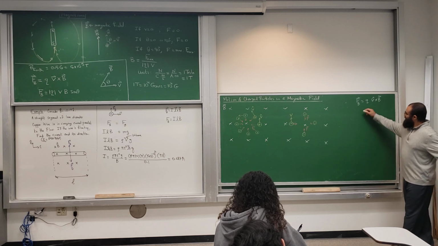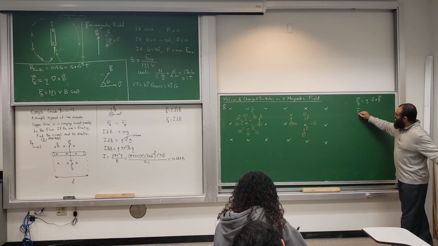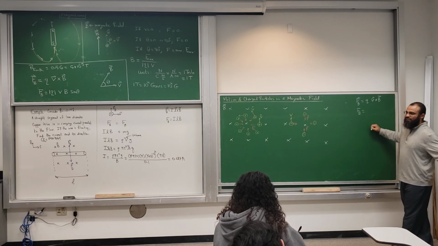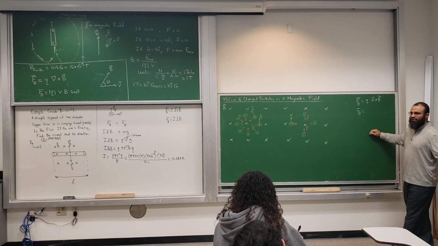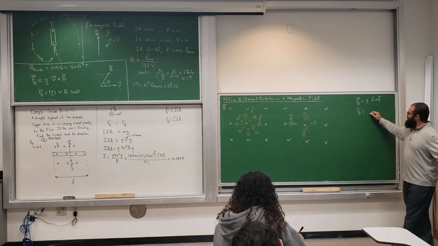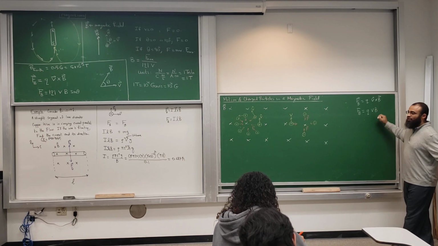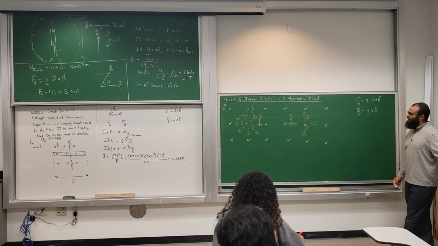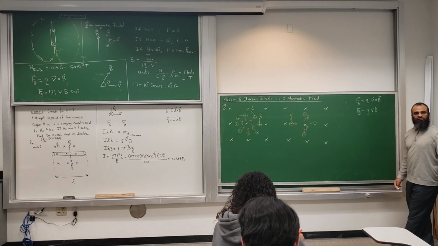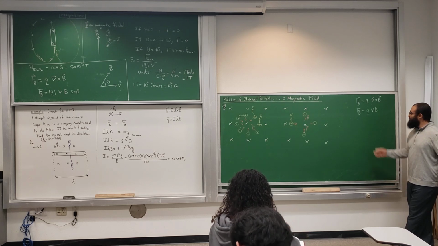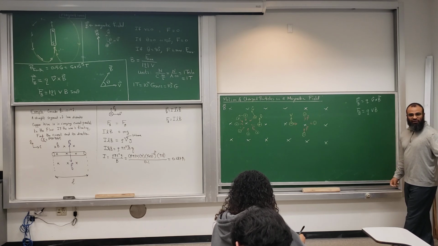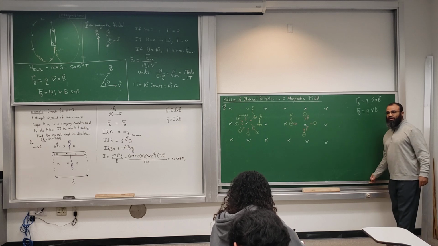So what we notice then, what's the magnitude of the magnetic force in this case? Minus Q, Q V B sine of theta. So what's the angle between V and B? 90. What's sine of 90? One. So just QVB. The angle is 90, it's QVB.